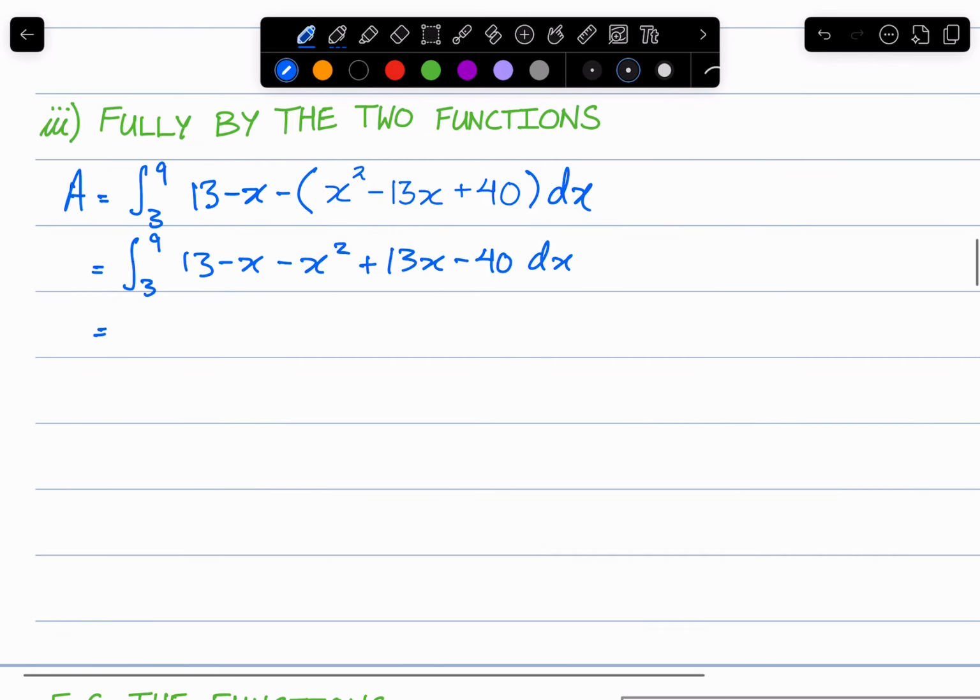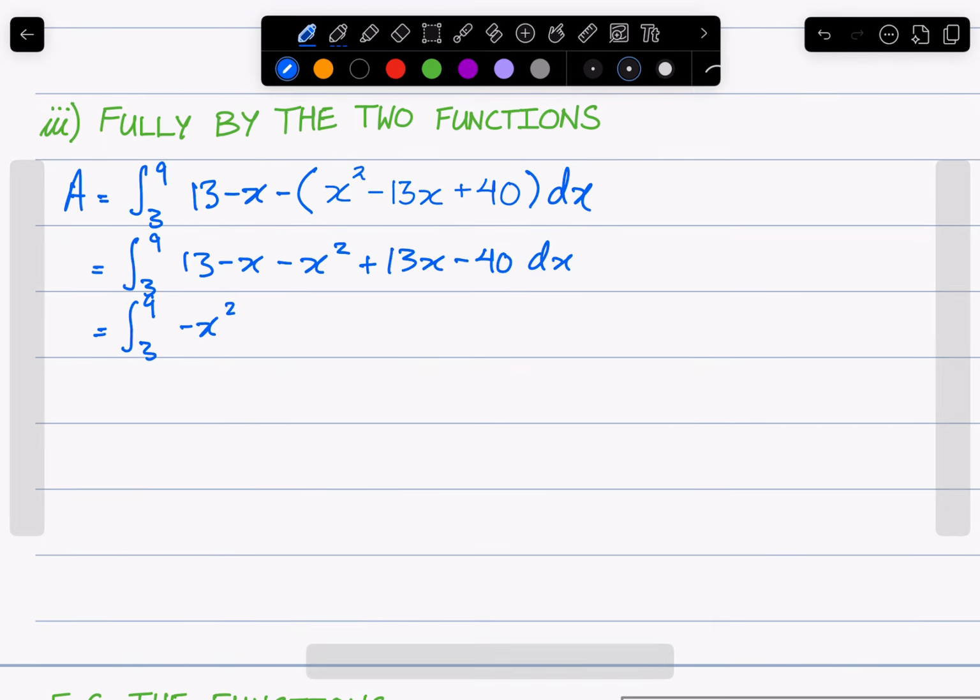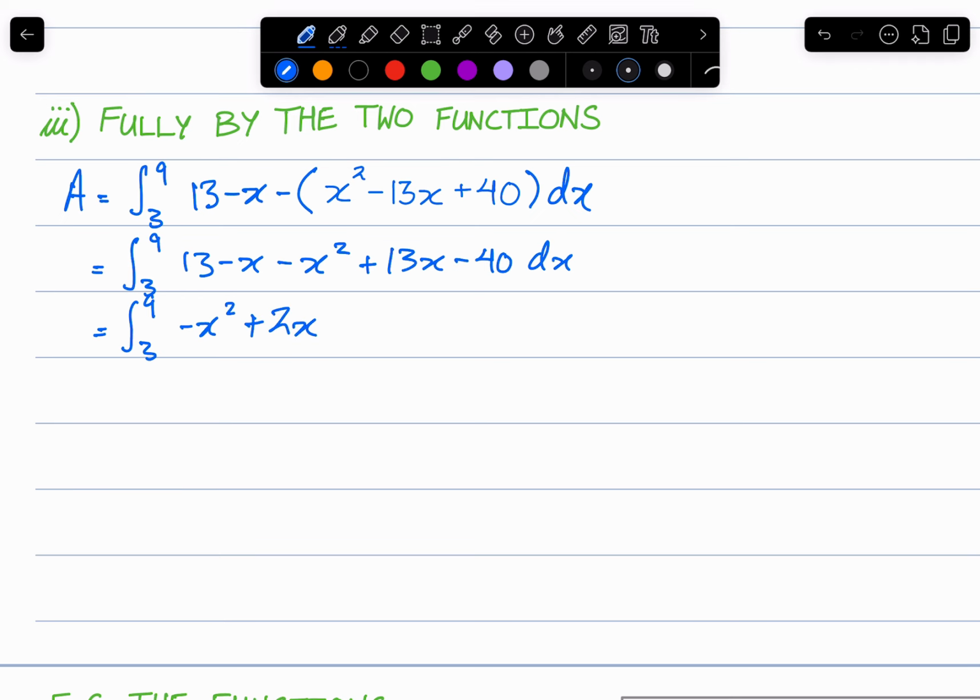And this can clean up a little bit more before we even integrate this. So from 3 till 9 of negative x squared, 13 minus x is 12x. Negative 40 plus 13, let me write that in. Negative 40 plus 13 is negative 27 dx.